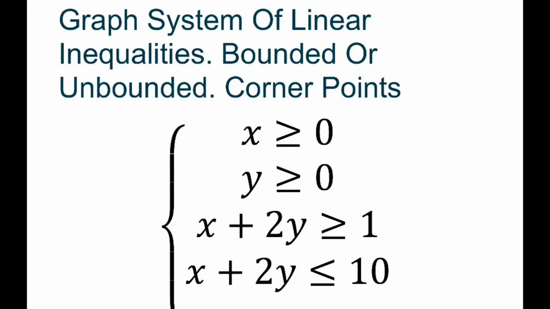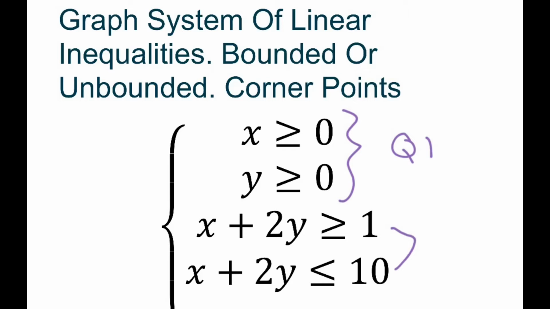Everyone, we're going to graph the system of linear inequalities, determine if it's bounded or unbounded, and also label the corner points of the bounded region, or unbounded, but in this case it's going to be bounded. We have these two here, y is greater than or equal to 0 and x is greater than or equal to 0. That just tells us that we're in quadrant 1.